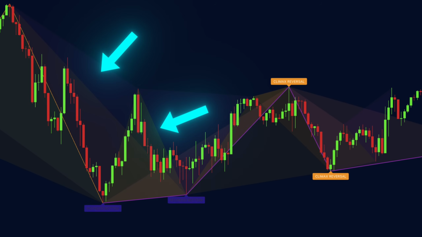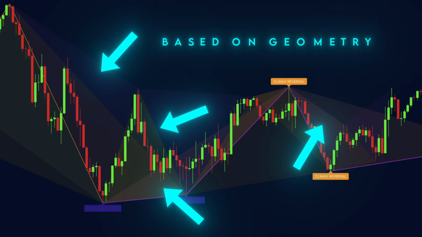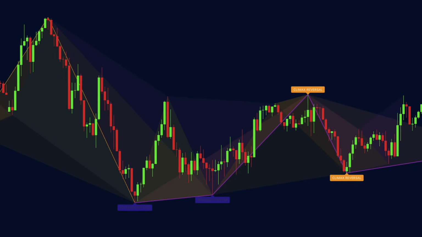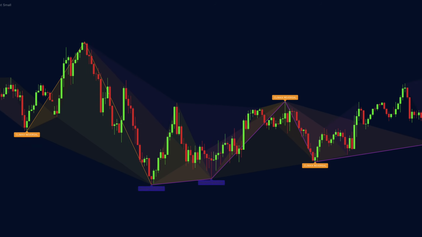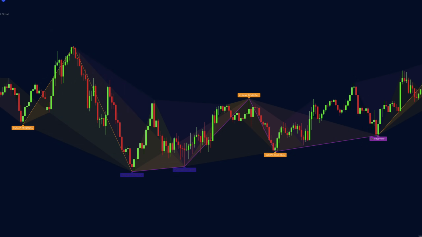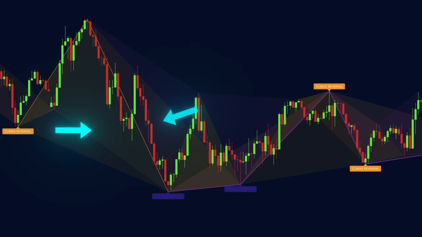This script scans for 4 distinct pattern types, each one based on geometry and physics. When a pattern is confirmed, it draws a colored shape and label right on your price chart. The first pattern you'll notice is the standard reversal pattern. These appear as a series of connected lines, like an X, A, B, C, D formation, and are colored green for bullish or red for bearish.